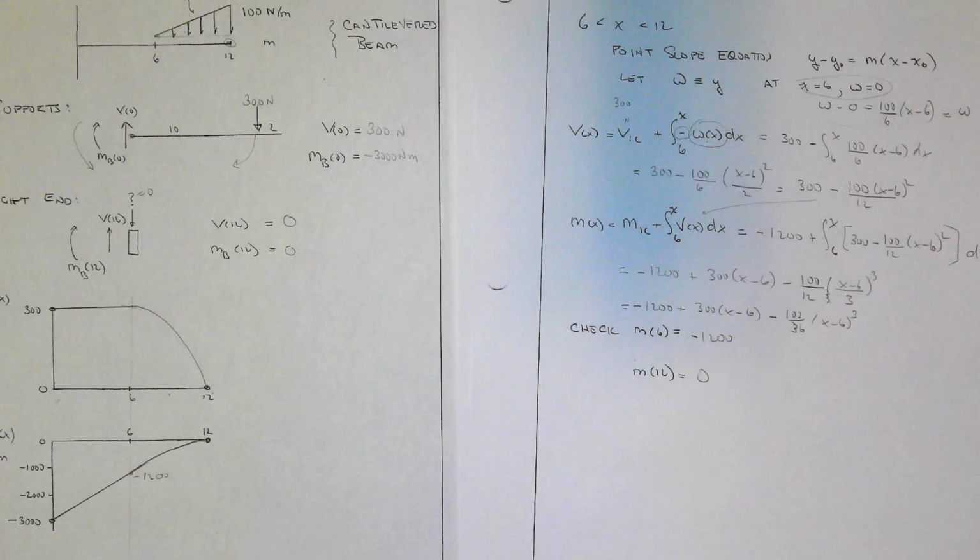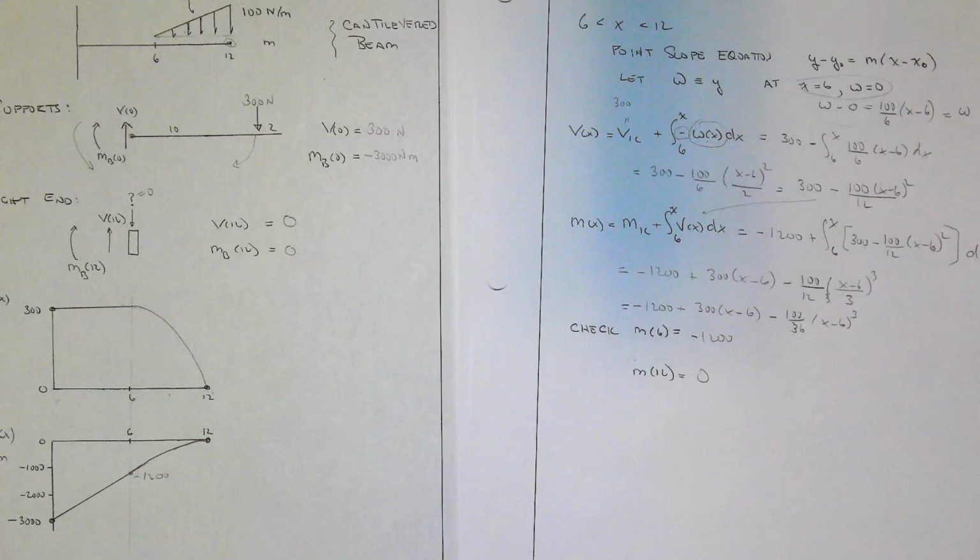I have 300 minus the integral from 6 to x of 100 on 6, x minus 6 dx. Well, that's easily integrated. That simply becomes 300 minus 100 on 6, x minus 6 squared all over 2. Or we have the following. Okay?